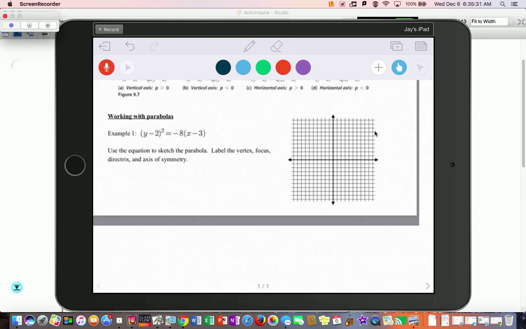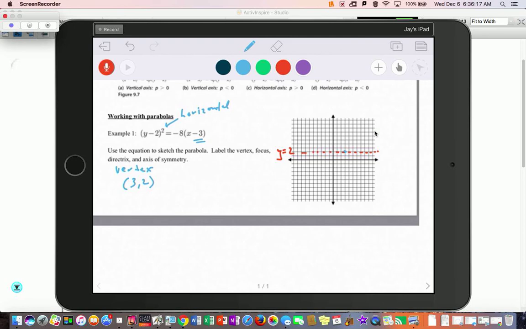So let's take a look at one and see what happens. When I see that y is being squared, I know that this is a horizontal parabola, so I'll go side to side. First of all, I'm going to take the x, which is 3, so the vertex is 3, 2. So I draw in my vertex. Because I know this is horizontal, I know my axis of symmetry will run right through that, and that will be at y equals 2.